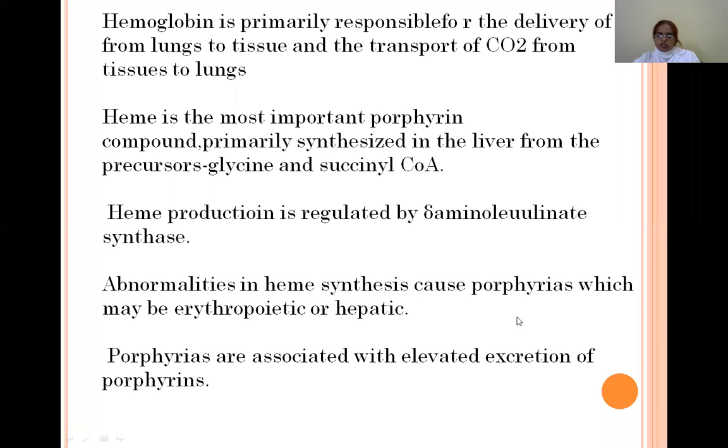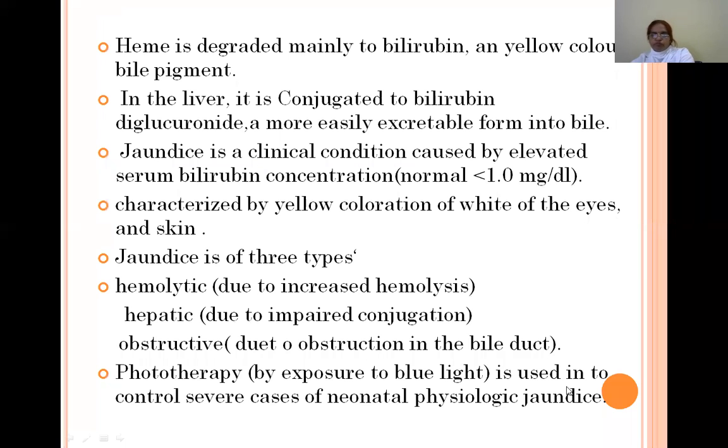Porphyrin is a chemical compound. Porphyrias may be erythropoietic or hepatic, two types. These porphyrias are associated with elevated excretion of porphyrins.